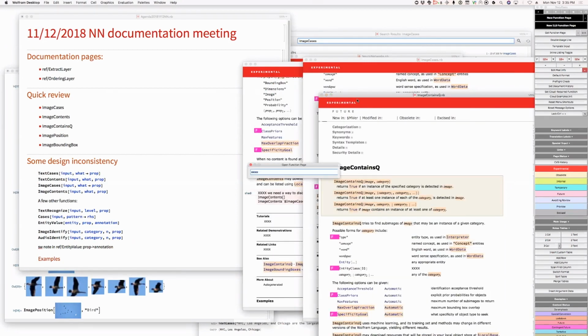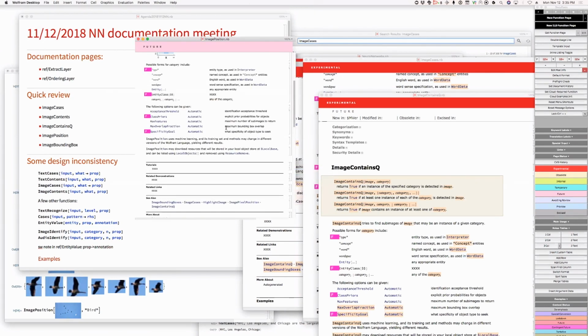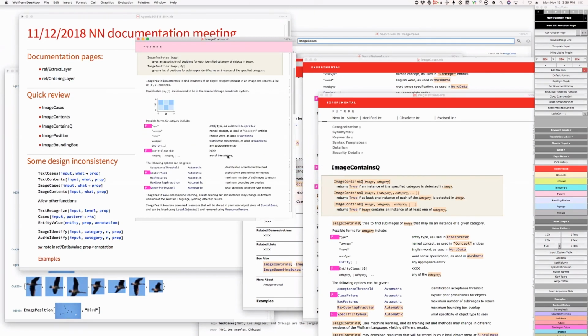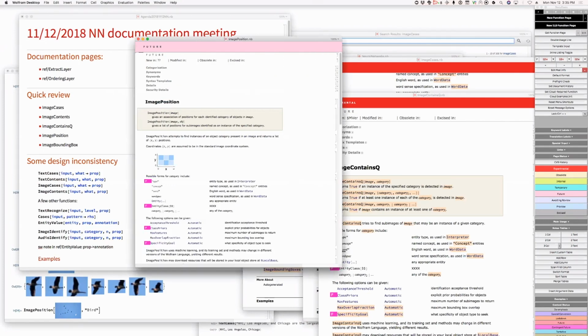Image position. Don't forget to point that. You do, to highlight image. Well done, yes.